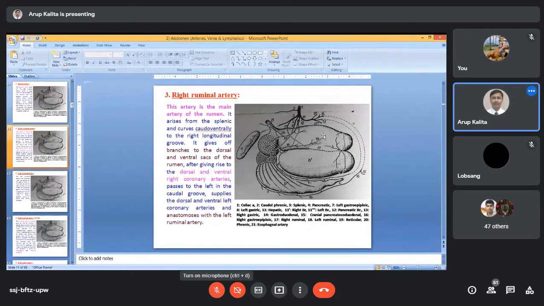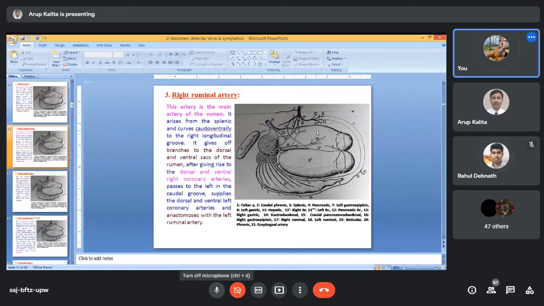Okay, getting the point? This is the left surface of the rumen. On that side is the right surface of the rumen. Why it is written as a dotted line instead of solid line? Because this artery is not present in this surface. This artery is present on that surface, that is on the right side. Understood?